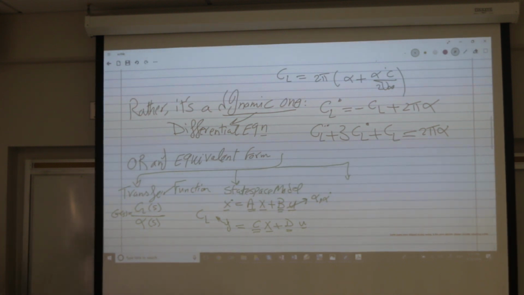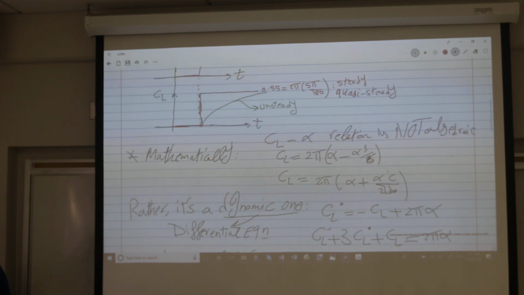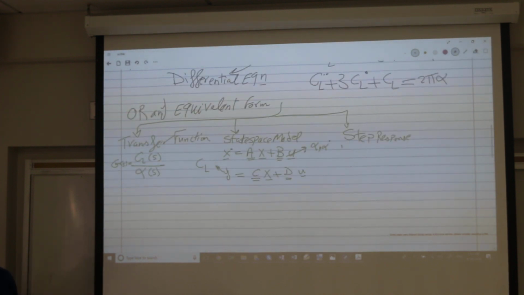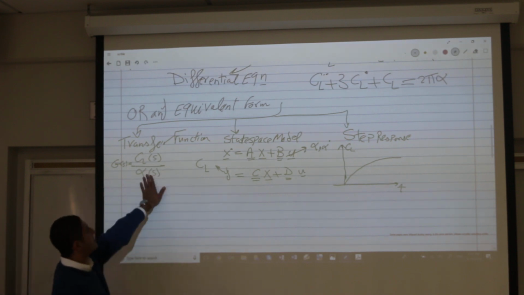Or if it's a linear system, from a system identification point of view, you can give me the step response. What's the step response? It's exactly this curve here, this green curve. You have a step input. What is the transient output due to a step change in the input? So this is CL as a function of time. If you give me this relation only, I can get any of these. I can get this very quickly.